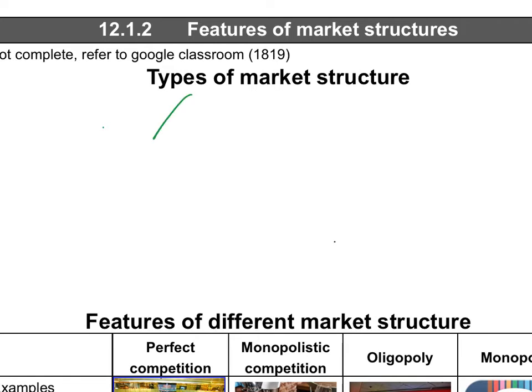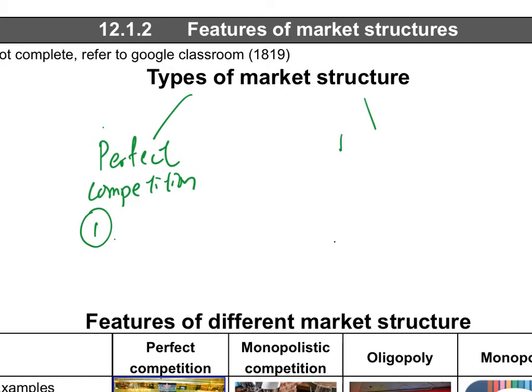The basic market structure actually has two main types. The first type we call perfect competition, and that means that for perfect competition, the level of competition is the highest. But the second one is imperfect competition.